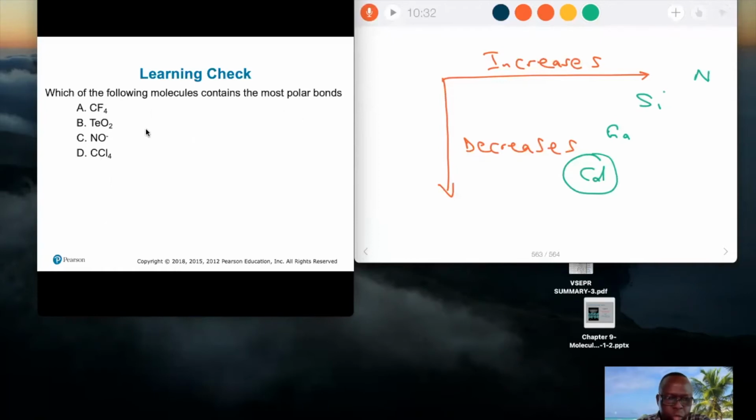I can also use the trend here to indicate which one is the most polar based on the position. Remember, fluorine is the most electronegative, which will give us the most polar bond based on their strength. This means the first compound, A, will have the most polar bond based on the position on electronegativity on the table.